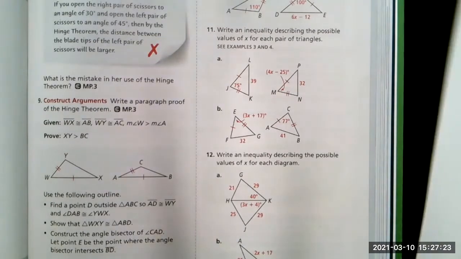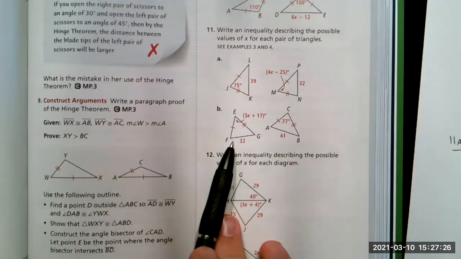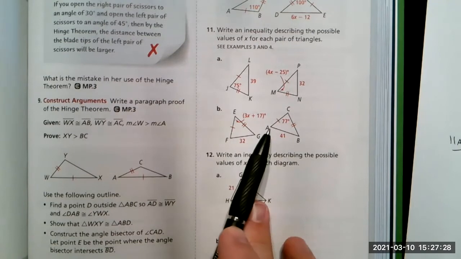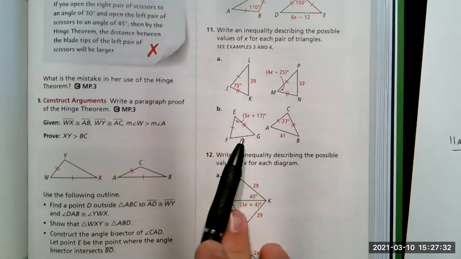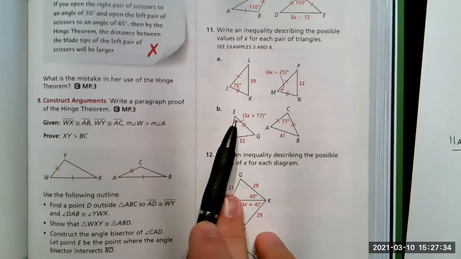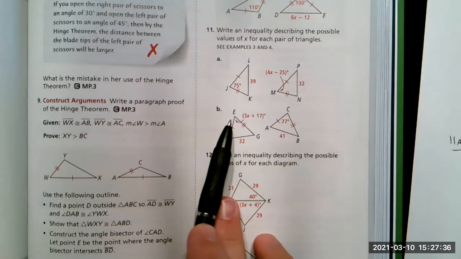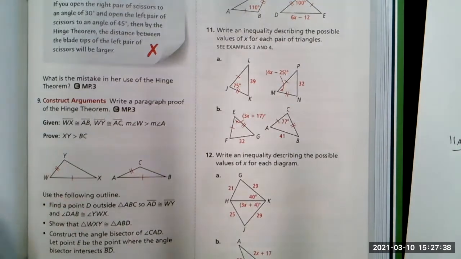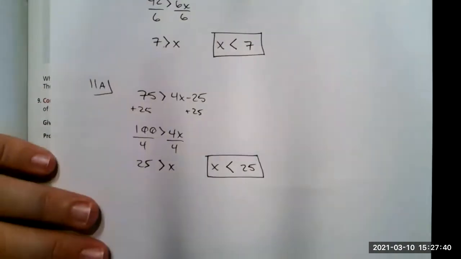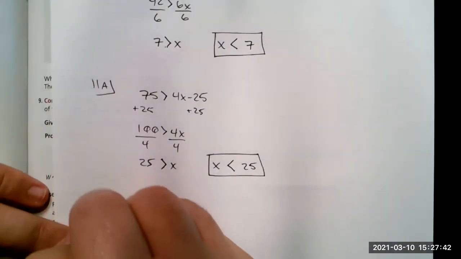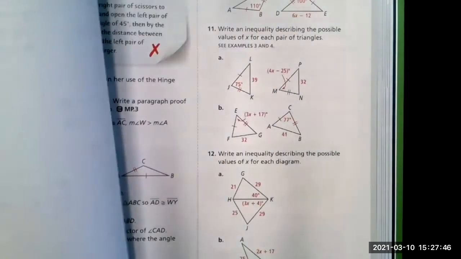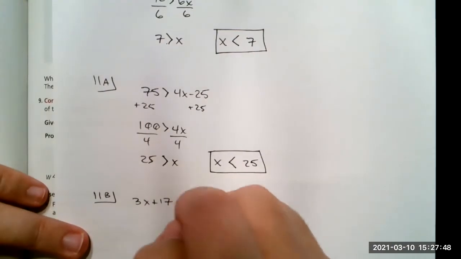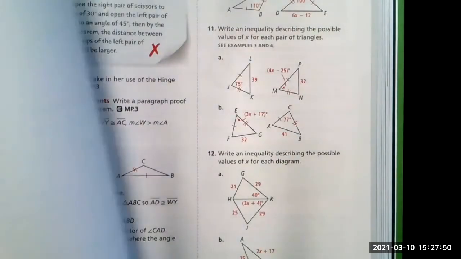B is exactly the same. So it looks like with this triangle, this side is actually shorter than this side. So that means since this side is shorter, the angle opposite of that side has to be smaller than this angle over here. So I'm going to say 3x plus 17 has to be less than 77. Let me just make sure I looked at the right one. Yep.